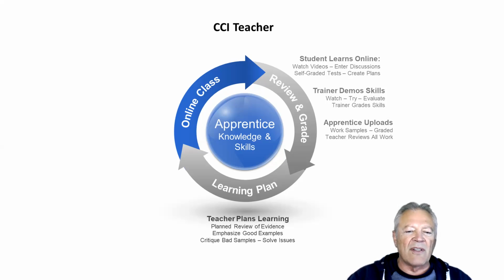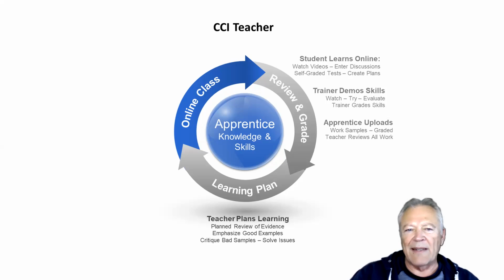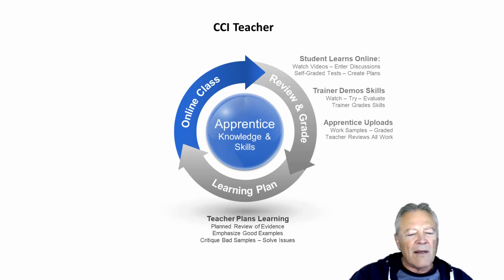The next step is the teacher plans the learning process that's going to take place for each of their apprentices. So they are going to plan to review several of these artifacts that have been submitted by each of their apprentices online. So they'll select the ones that they want to show, emphasizing the good examples and identifying why they're good, but also critiquing some of the bad samples of work that was submitted and help them solve problems with the work that was submitted.